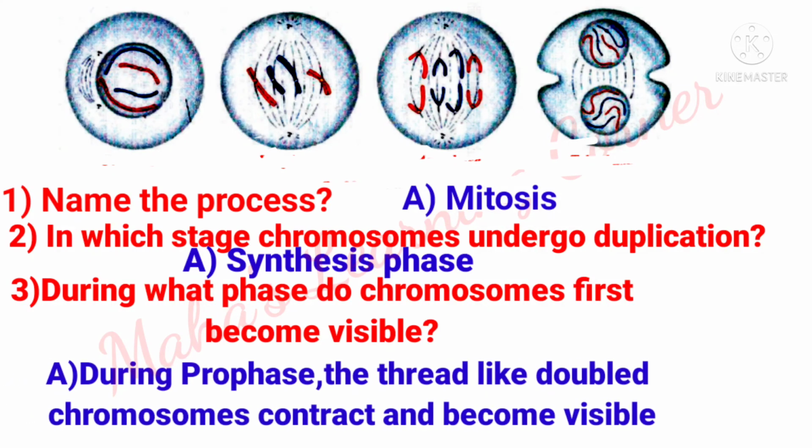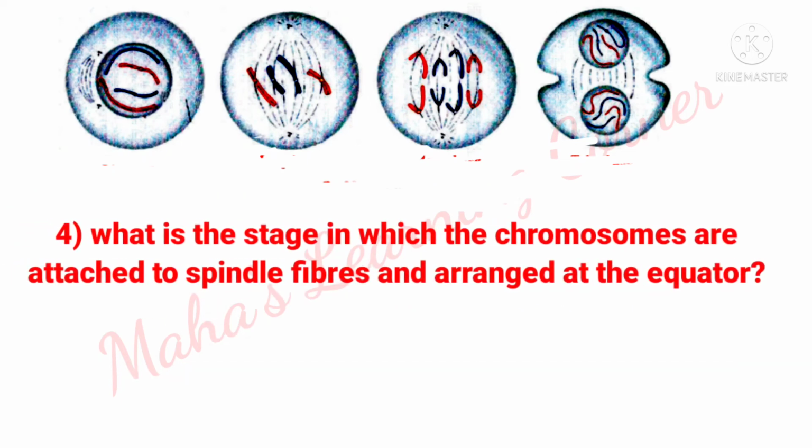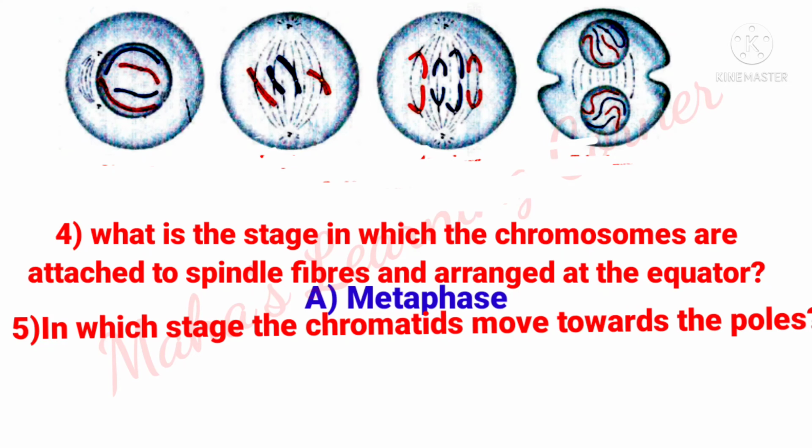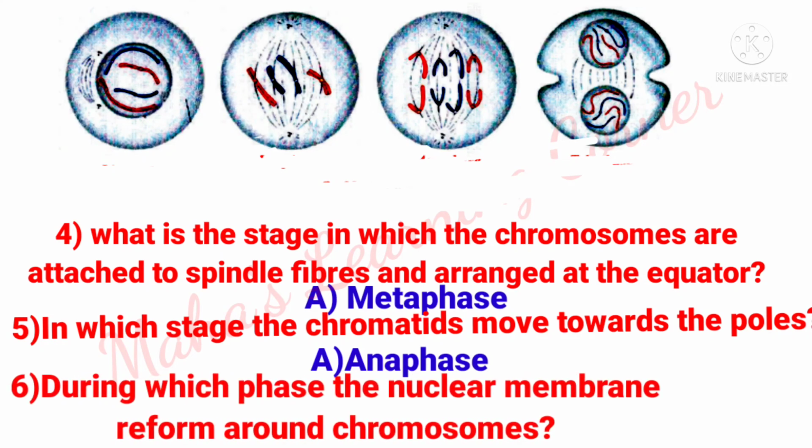During what phase do chromosomes first become visible? During prophase, the thread-like double chromosomes contract and become visible. What is the stage in which the chromosomes are attached to spindle fibers and arranged at the equator? Correct answer is metaphase. Next one. In which stage chromatids move towards the poles? Correct answer, anaphase. Next, during which phase the nuclear membrane reform around chromosomes? Correct answer is telophase.